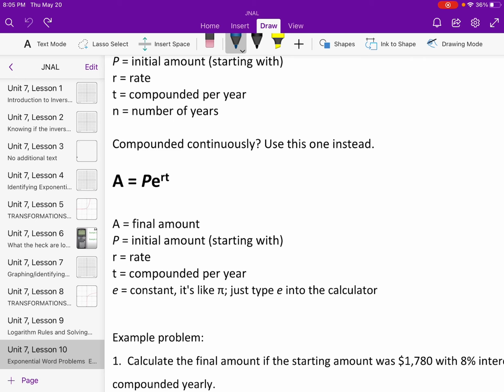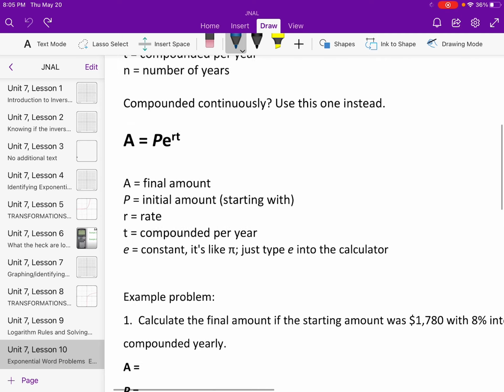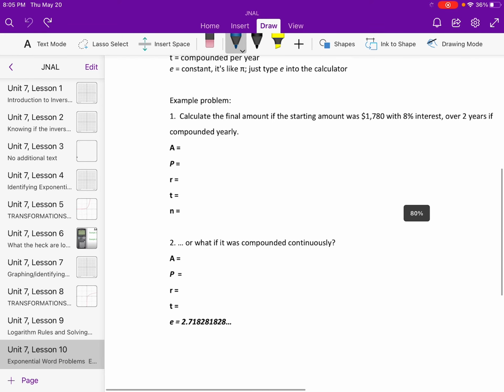Like how there is pi for the values of a circle, like 2 pi r. So here is our problem that we're going to look at.